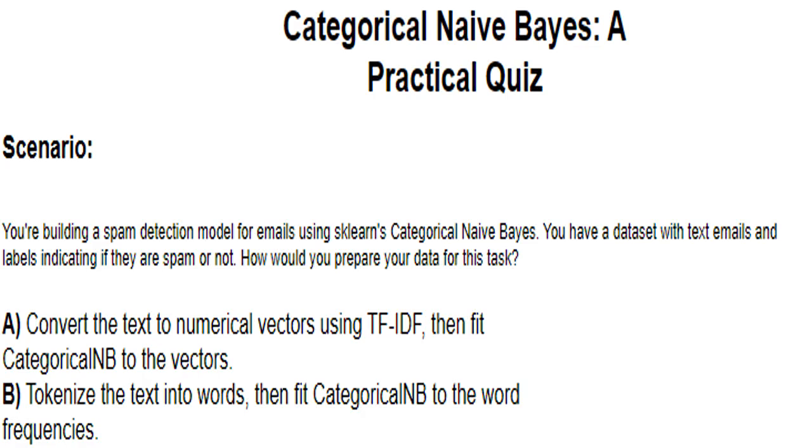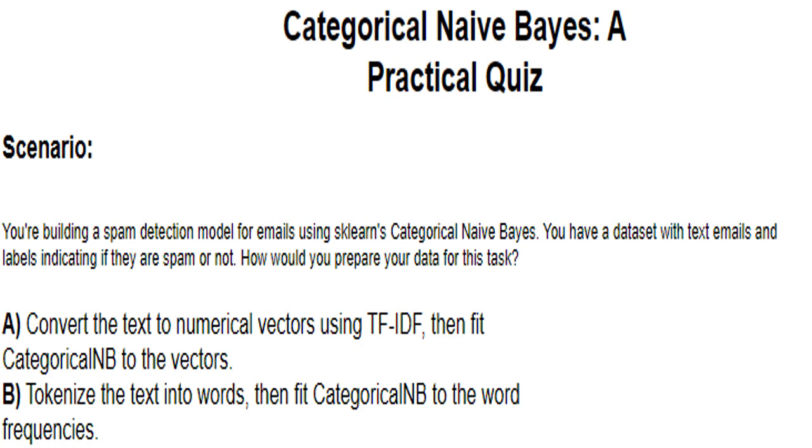TF-IDF. True. Tokenization is the process of breaking down text into individual words or units. You can then count the frequency of each word in each email and use these frequencies as features for categorical NB. Tokenization. True.